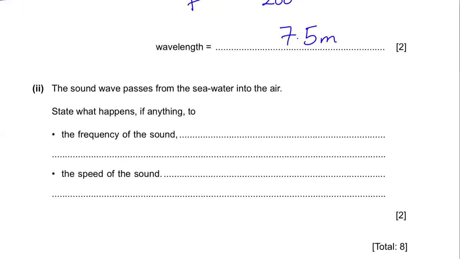The sound wave passes from the seawater into the air. State what happens, if anything, to the frequency of the sound. What will happen to the frequency of the sound when the sound wave is passing from the seawater into the air? Will it decrease? Will it increase? Or will it remain the same?